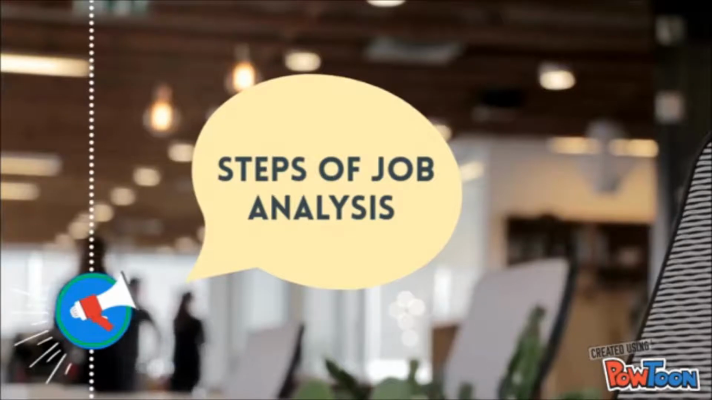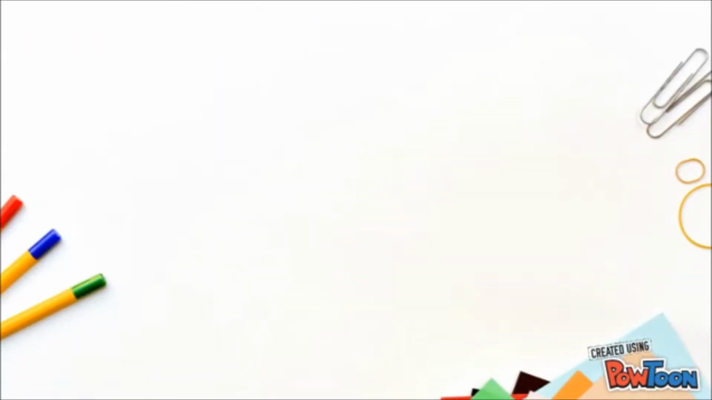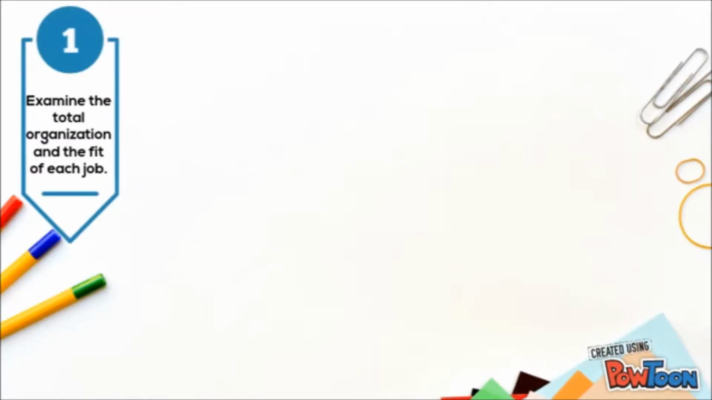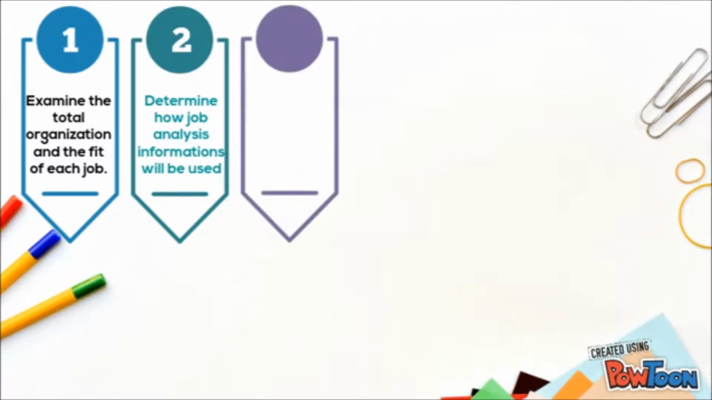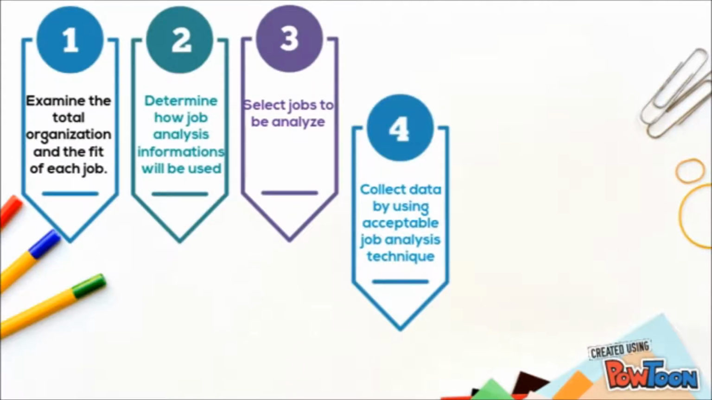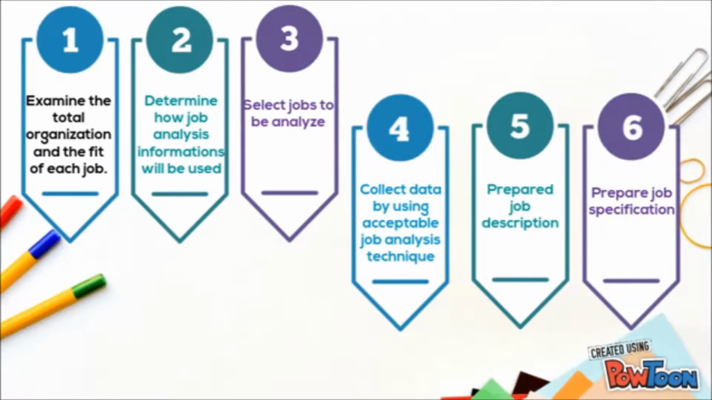Let's take a look at the steps of job analysis. First, examine the total organization and the fit of each job. Second, determine how job analysis information will be used. Third, select jobs to be analyzed. Fourth, collect data by using an acceptable job analysis technique. Fifth, prepare job descriptions. Sixth, prepare job specifications.